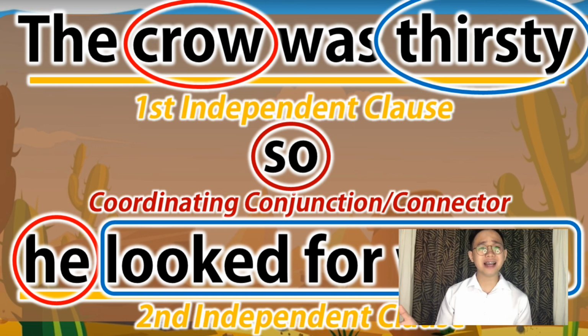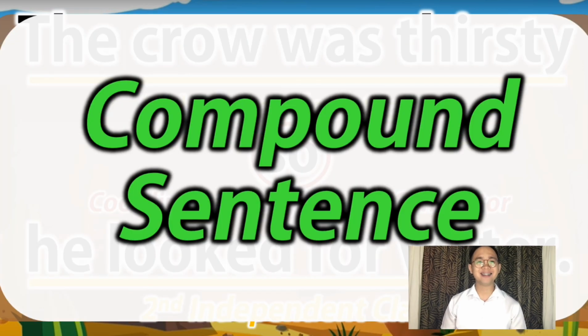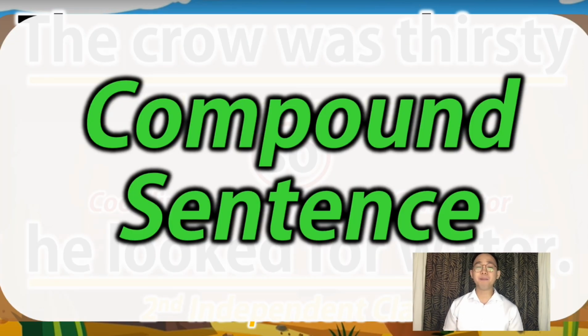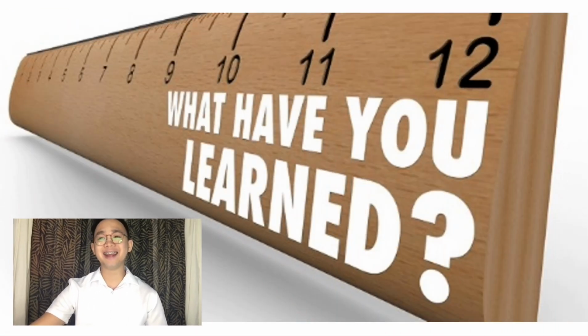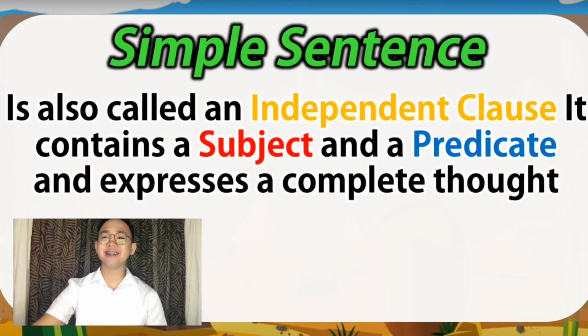And what makes a sentence? This is what we call the compound sentence. Therefore, a compound sentence has two independent clauses. What have you learned today? Again, a simple sentence is also called an independent clause. It contains a subject and a predicate and expresses a complete thought.